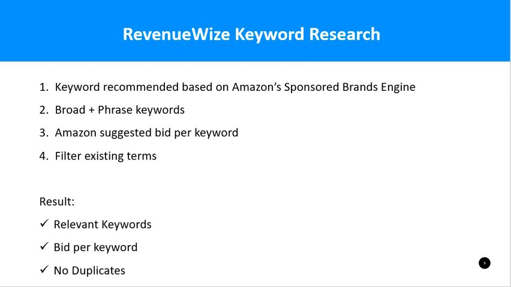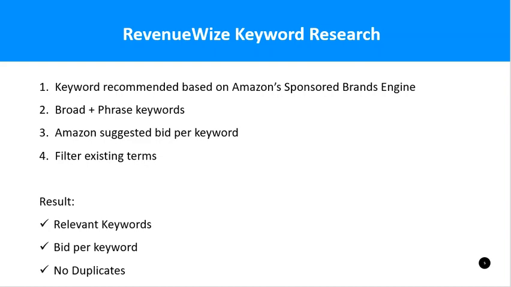So how does RevenueWize overcome that? First of all, we create research campaigns. These research campaigns generate keywords based on the Amazon sponsored brands engine, which we found to be a very, very powerful, accurate and relevant identification engine. So all the terms that we pull come from there. We create 2 keywords per each term, a broad keyword and a phrase keyword. That way we have relevant search terms based on the broad and the phrase keyword.